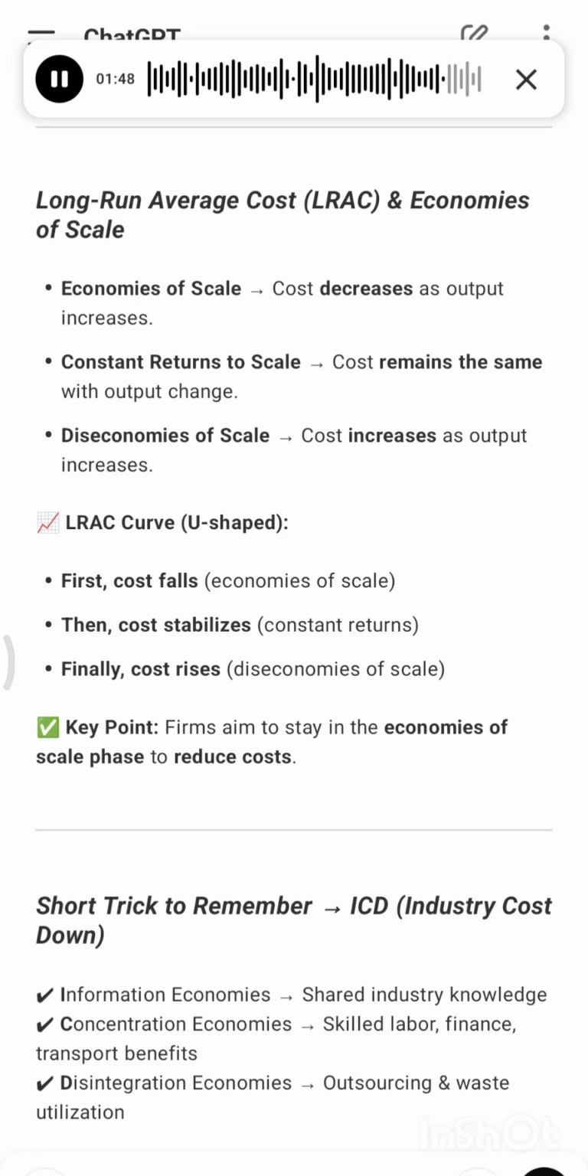Short trick to remember: ICD, industry cost down. Information economies: shared industry knowledge. Concentration economies: skilled labor, finance, transport benefits. Disintegration economies: outsourcing and waste utilization.